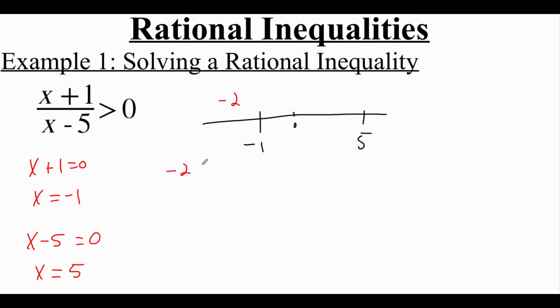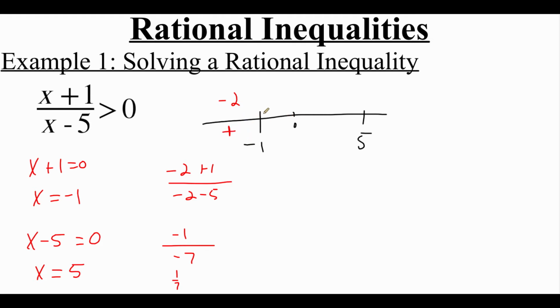I get -2 plus 1 over -2 minus 5. On top, -2 plus 1 is going to be -1, and on bottom, -2 minus 5 is -7. Notice these are both negative, so double negative turns positive. So this is actually positive 1/7. On the left-hand side, when we plugged in a test value, we got a positive answer, so this is a positive interval.